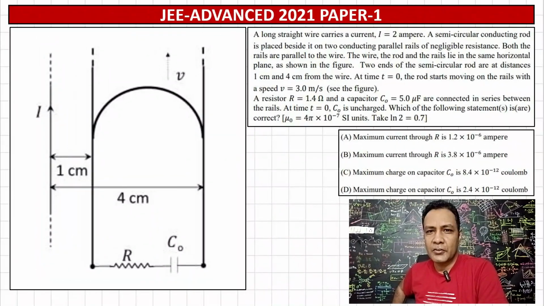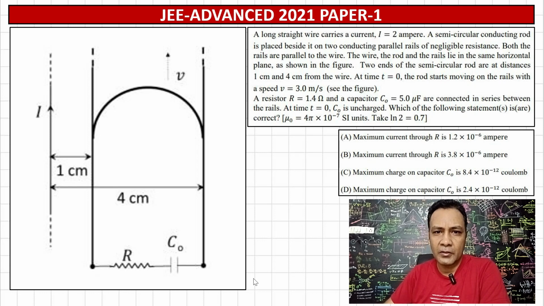Hey all dear students, let's see this question of JEE Advanced 2021 paper 1 from Electromagnetic Induction. As you can see here on your screen, the question states a long straight wire carries a current I equal to 2 ampere. A semicircular conducting rod is placed beside it on two conducting parallel rails of negligible resistance. Both the rails are parallel to the wire.